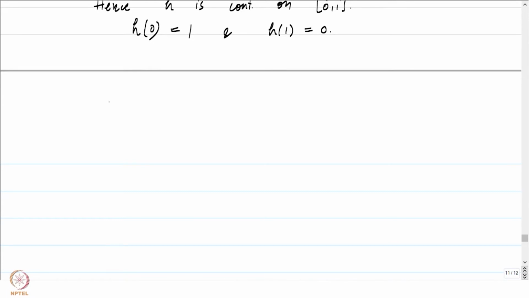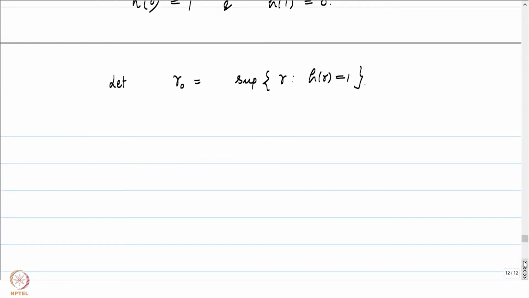Let's pick r naught to be the supremum over all r such that h of r is equal to 1. It can happen that h of r takes the value 1 multiple times, but we can pick the supremum over all such values, r naught, and h of r naught in particular should be equal to 1 by continuity of h. Also, you can check by the intermediate value theorem that h of r will be strictly less than 1 for r greater than r naught. That's something which you should sit and check. I told you why it will be the case.